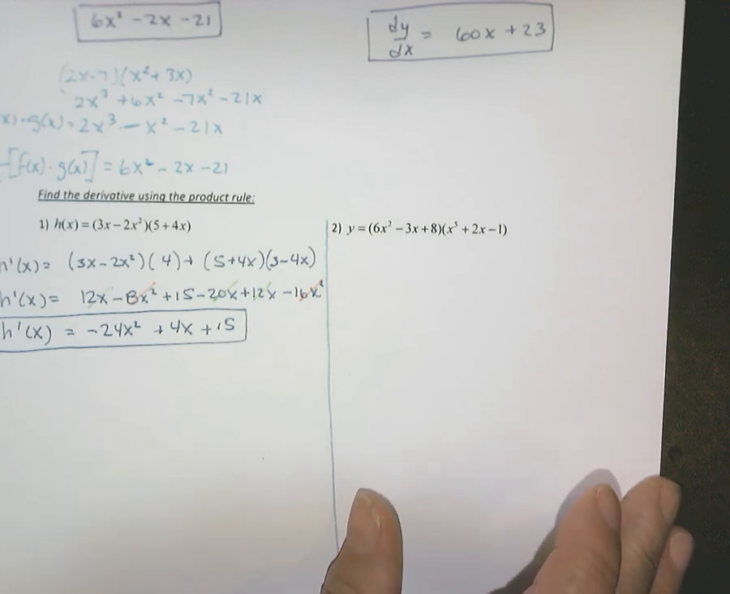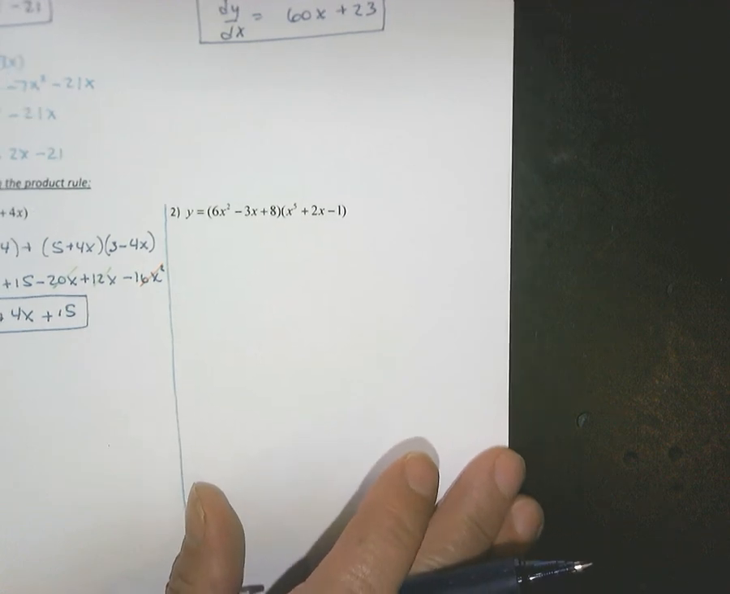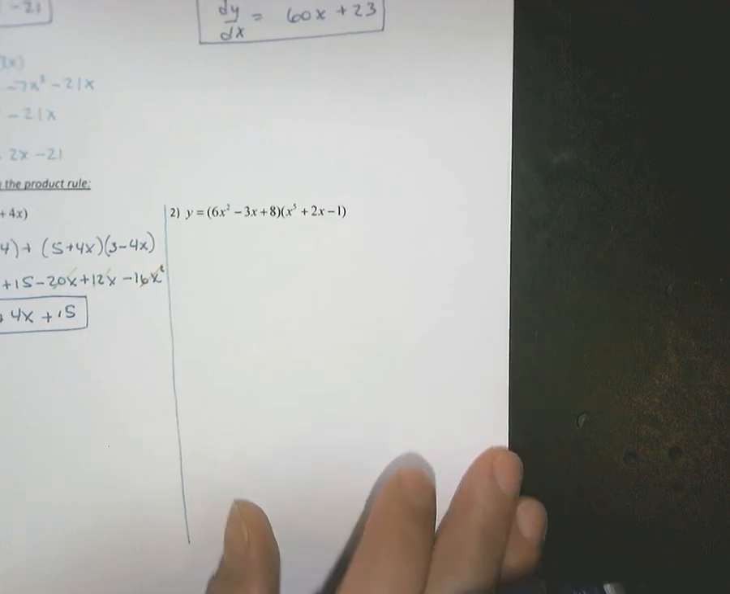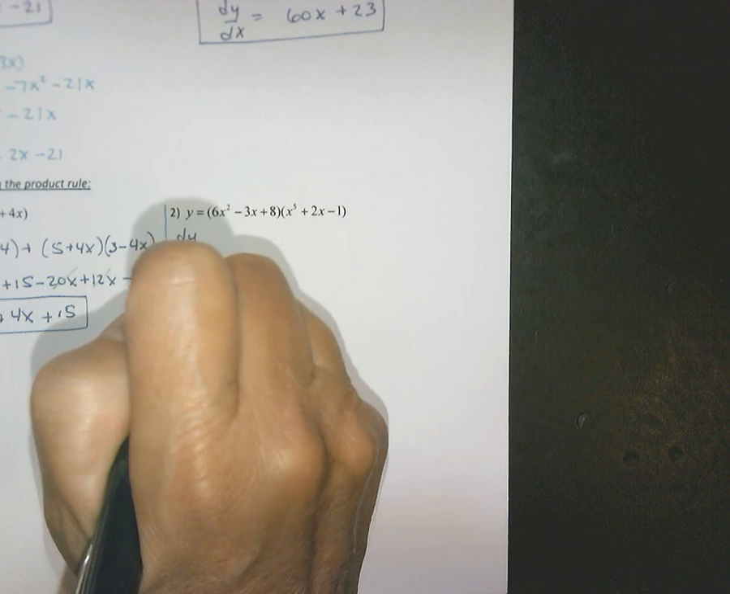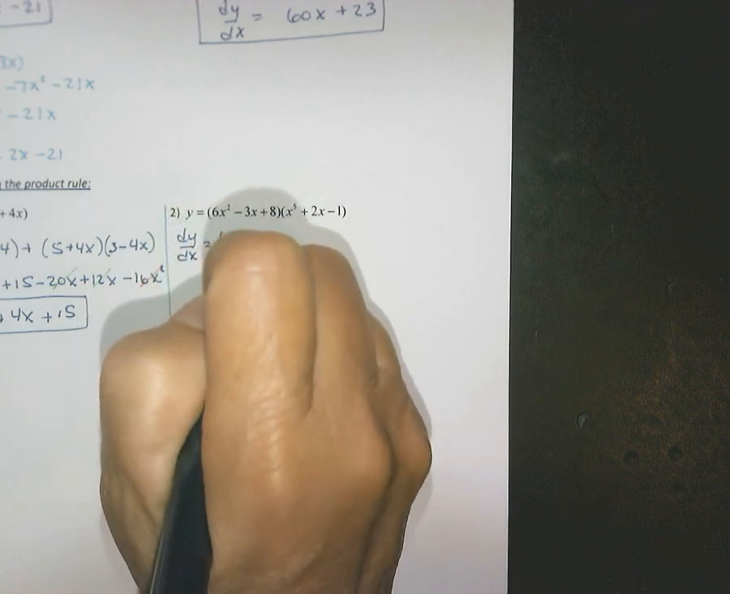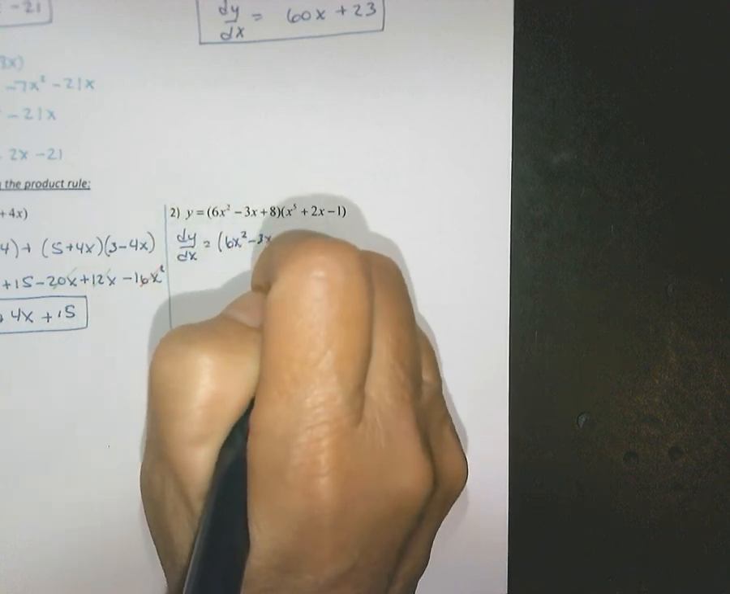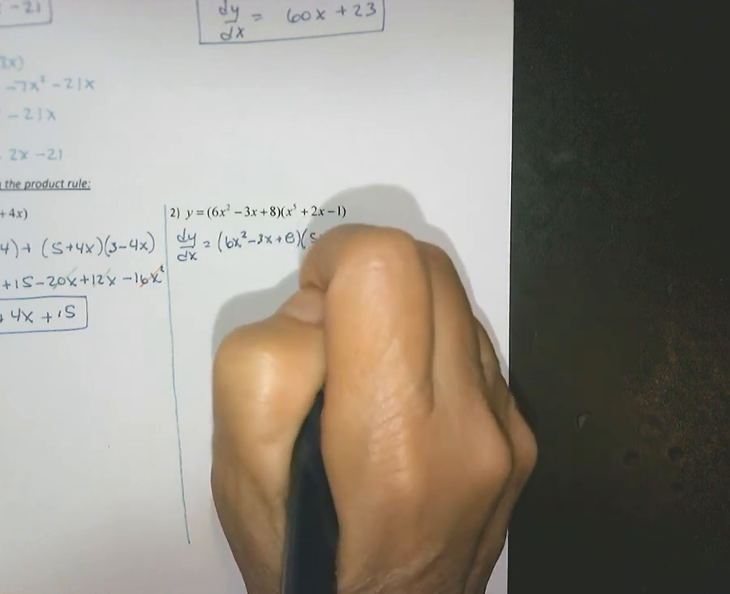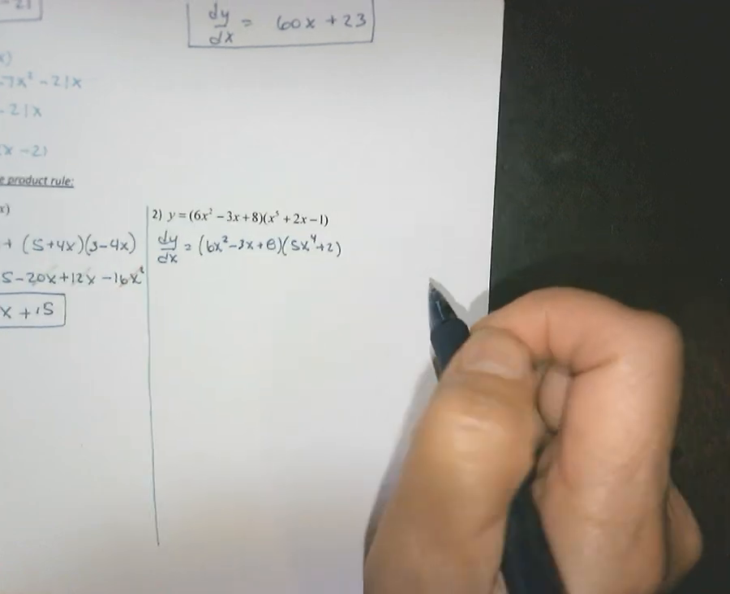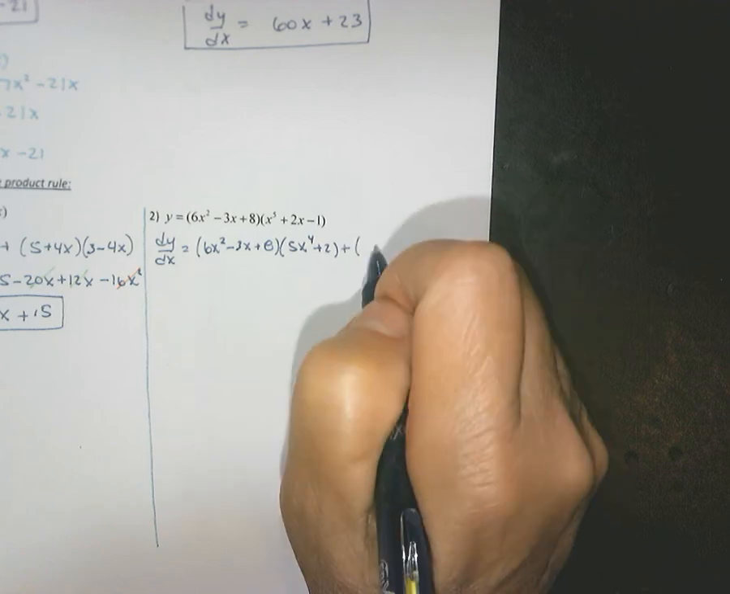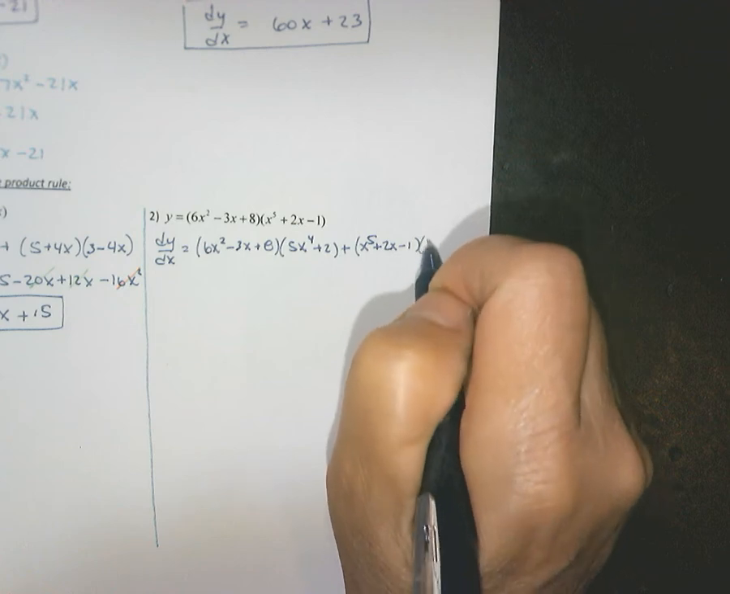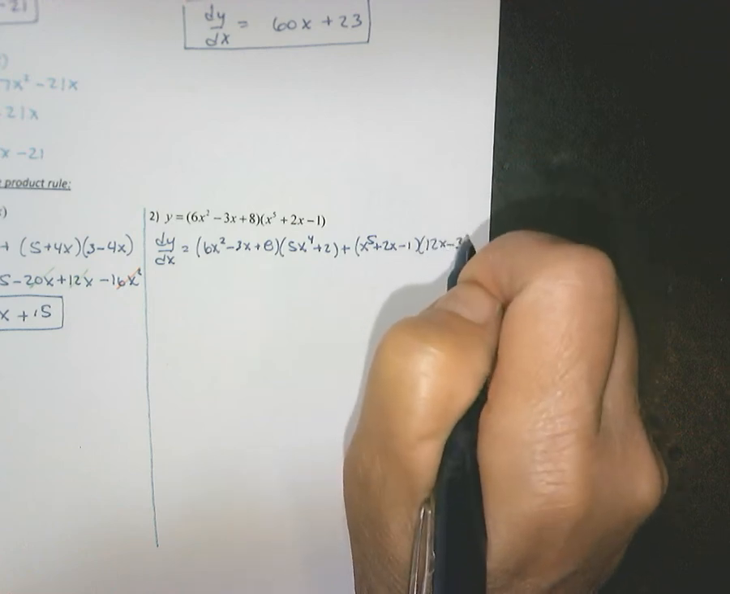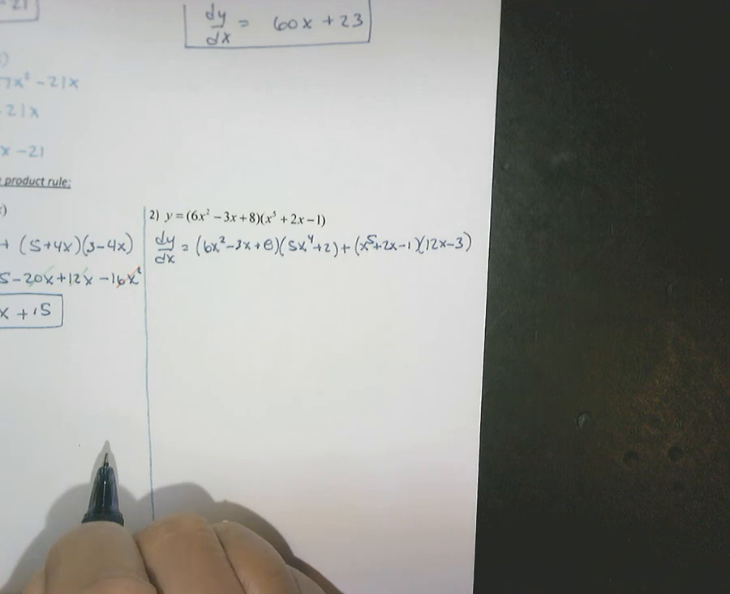This one, same thing, it's just got some longer terms. So I'm going to be very careful. I think I'm going to run out of room, but I'll get as close as I can. So dy/dx, so I have the first times the derivative of the second plus the second times the derivative of the first. I can't believe I fit that all in there. Hopefully you can read it.